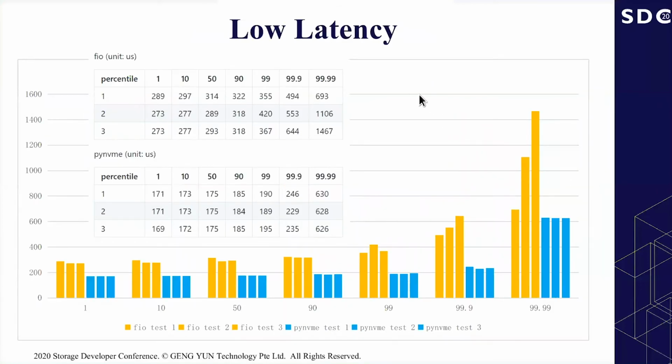A similar result can also be observed in latency tests. Let us focus on this 99.99% latency data. We can find that Pynvme has a stable result and is much lower than FIO. FIO introduces too much latency on the host side. Moreover, the data is still unstable, so the test results cannot give developers the necessary information to do performance tuning.